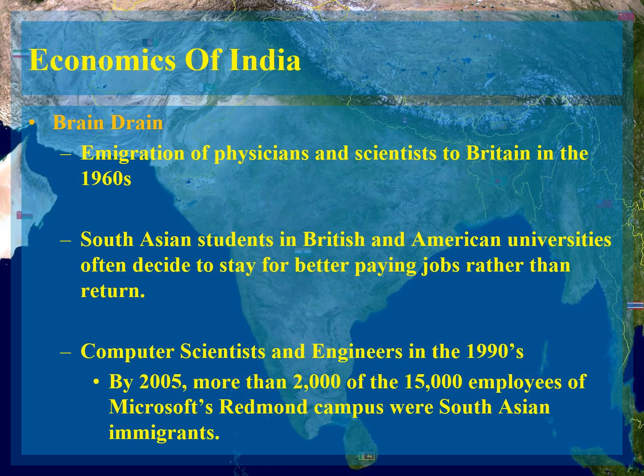So that happens in the 1960s and that pattern continues from that point on. South Asian students decide to go to British or American universities and then end up staying in the UK or in the United States rather than going back to India because there are better paying jobs. Computer scientists and engineers in the 1990s start going over to California in particular. So by 2005, a very large portion of the people working at Microsoft are of South Asian descent, right? So in the IT sector.